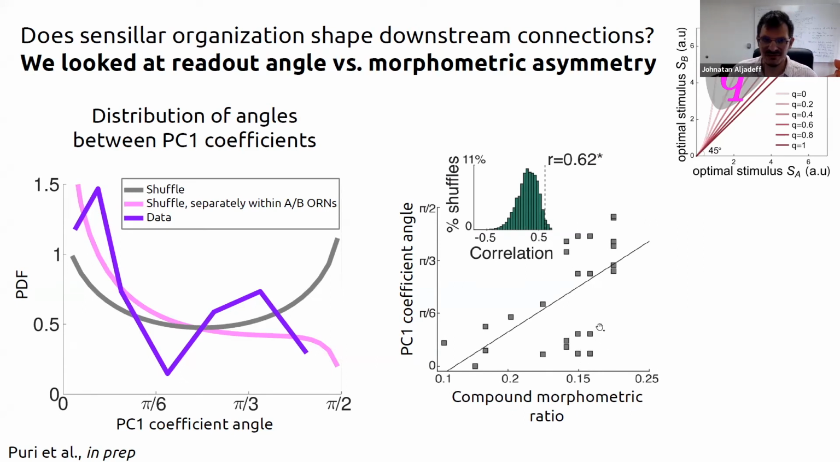But then what we did is to shuffle the identity of neurons, preserving whether they are positive or negative valence, but breaking their pairing into sensilla. And when we do that, then the same correlation is significantly weakened. So the correlation that we found between the morphometric ratio, which is a quantity that exists in the periphery, in the antenna of the fly, is significantly correlated with the readout angle of the odors that these ORNs transmit signals of much deeper in the brain. So this angle lives in the connections between the antennal lobe and the lateral horn, which is a number of synapses downstream.